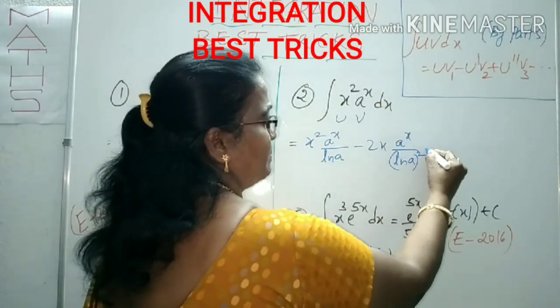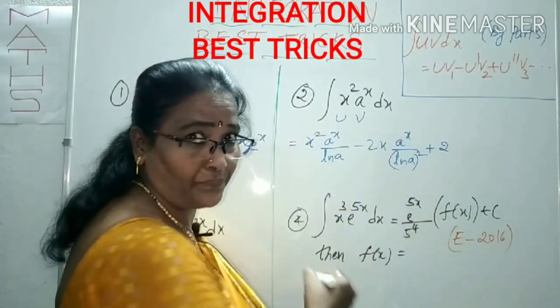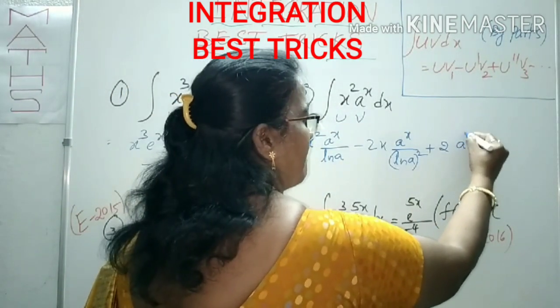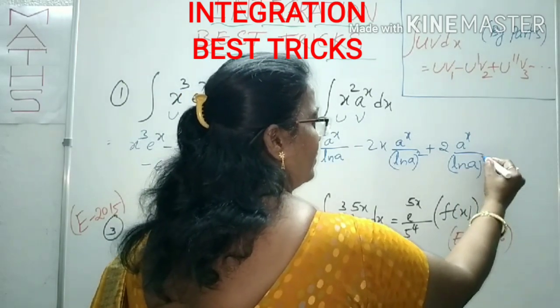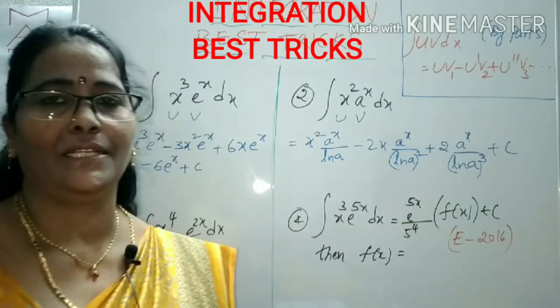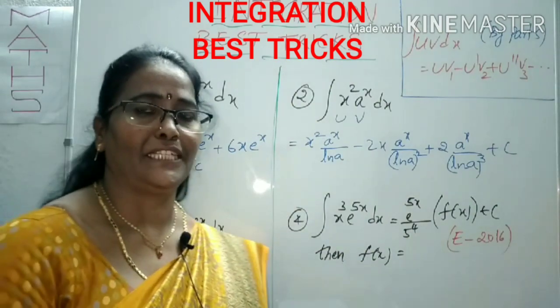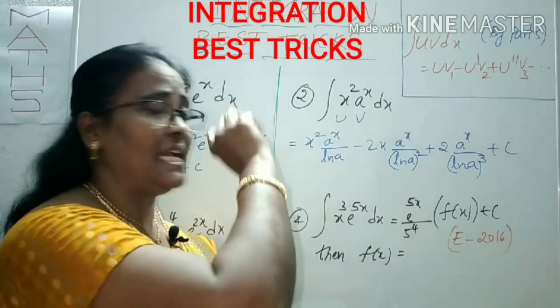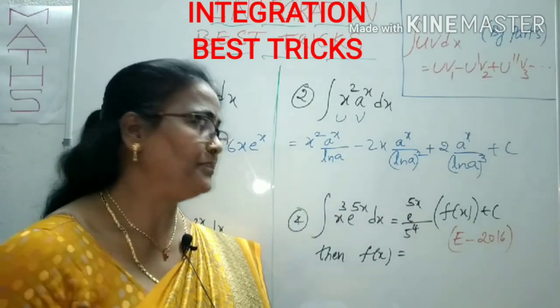Next, what is the next step? Plus 2x, derivative is 2. Again this integral, a power x by (log a) whole cube. That's it. Within one step we can get the solution. Is it clear? So very simple. Try to understand what the tip is. According to that tip, we can find out the integration.